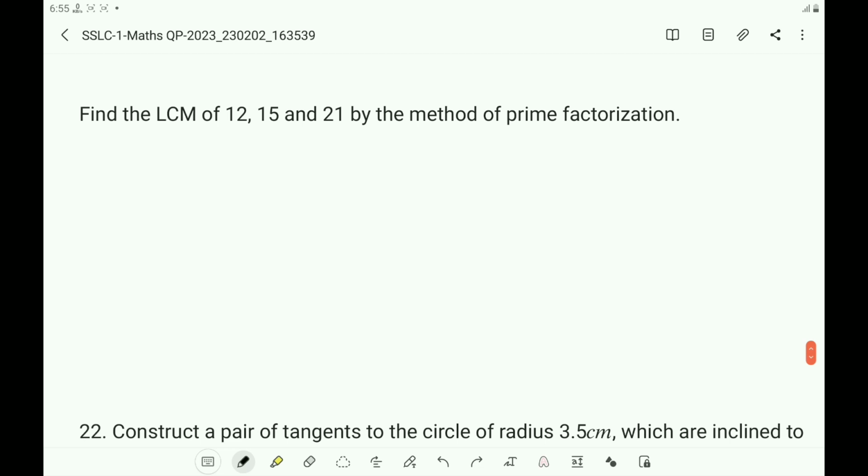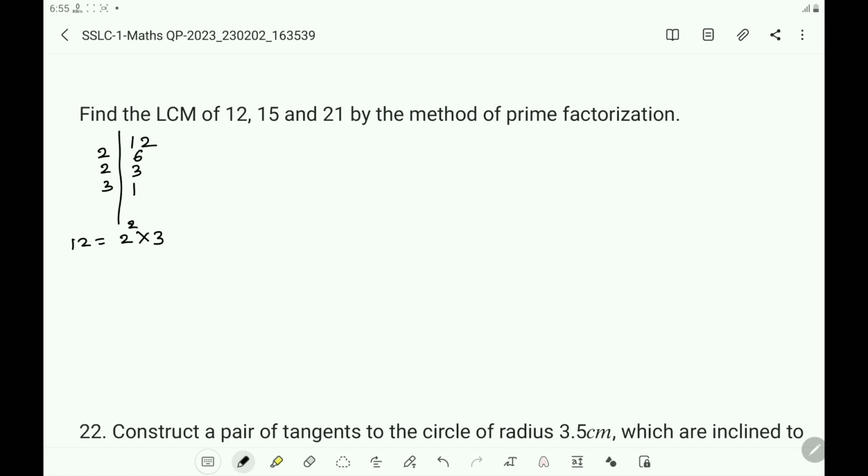Next, find the LCM of 12, 15 and 21 by the method of prime factorization. Here we have to find the prime factors of each number, then find the LCM. Now take the first number, 12. What are the prime factors of 12? 2 sixes are 12, 2 threes are 6, 3 ones are 3. The prime factors are 2 into 2 into 3. So 12 equals 2 square into 3.